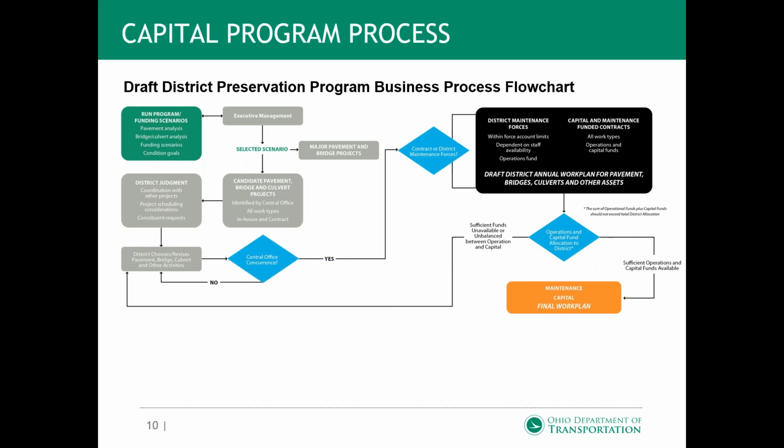What I mean by that is that the central office, we control the performance metrics, and we're identifying that using the pavement management system, for example. But we're controlling that, and what we're making the districts responsible for is delivery. So basically, when you go through this process, we're utilizing the pavement management system, integrating our bridge management and culvert management processes to come up with funding scenarios and condition goals.